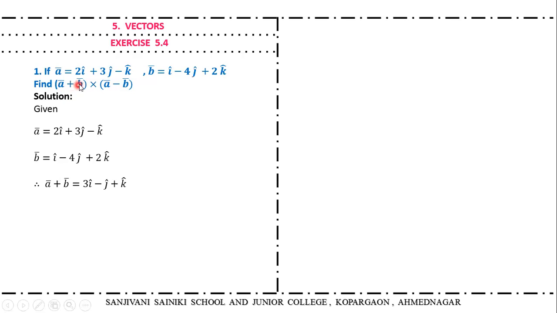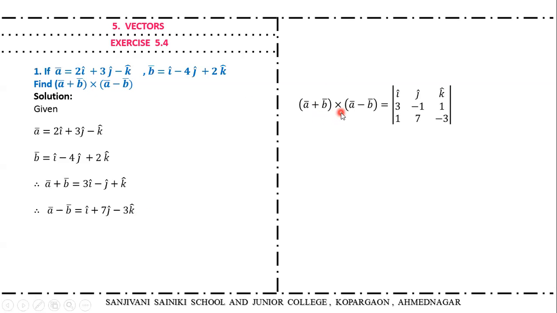First we need a bar plus b bar, so addition of the vectors. Addition of the vectors is 2i plus i is 3i, plus 3j minus 4j is minus j, minus k plus 2k is k. Similarly, a bar minus b bar: subtract b bar from a bar, you get i plus 7j minus 3k. Then we have to take the cross product of these two vectors.